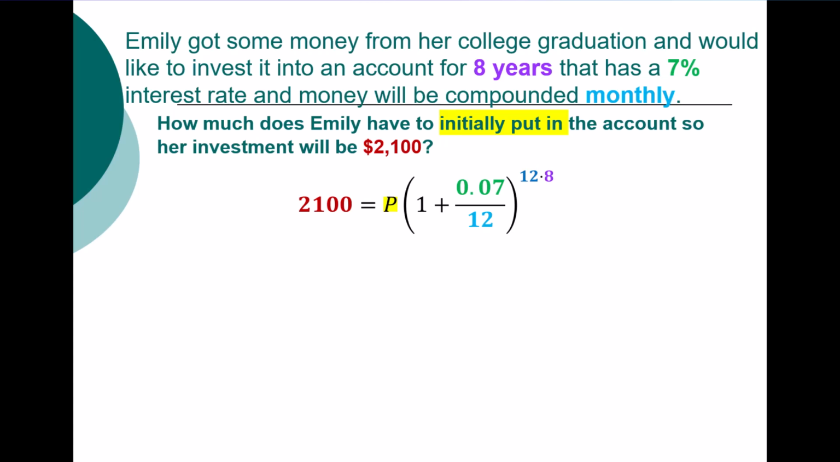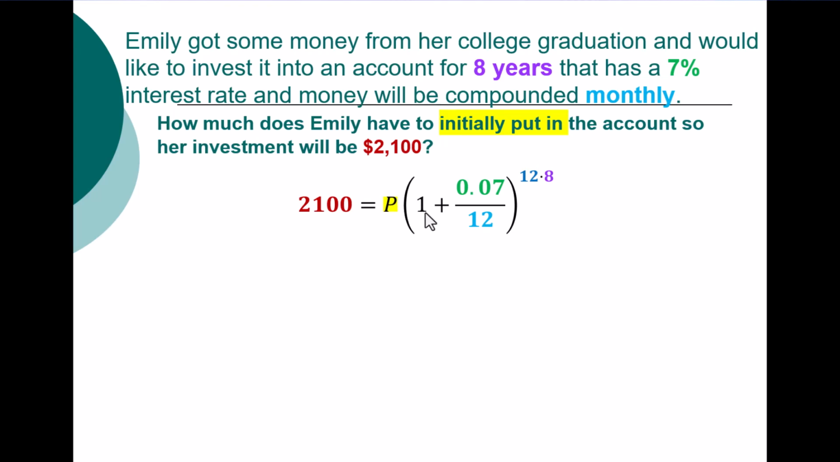So now we have the final amount. We have A. We want her investment to end up being $2,100. So we're going to substitute that in, $2,100 for A. Okay, we want to know how much she needs to invest. So we are looking for P. Okay, that's going to be the variable that we have to solve for.